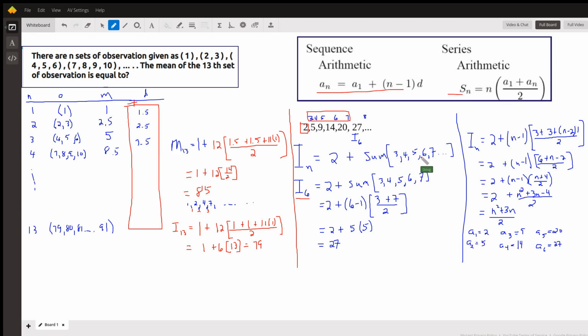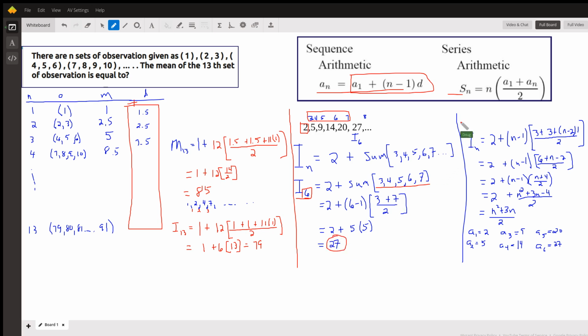So the sum of 3, 4, 5, 6, 7 is really the number of terms. If I'm finding I sub 6, the number of terms in the sum is 1 less than that, 6 minus 1. The first term is 3. The last term is 7, which I get by this guy right here, where if there's 6 terms, 6 minus 1 is 5. And that's where we get the 7. And you can see we get the 27.